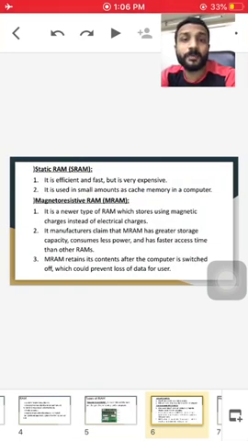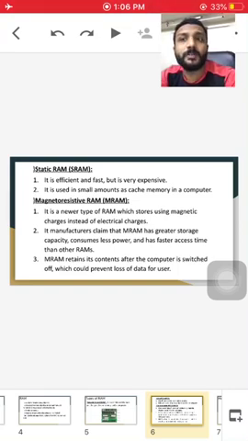The next one we have is static RAM, called SRAM. It is effective and faster, but very expensive compared to dynamic RAM. It is used as a small amount of cache memory in a computer. The cache memory we'll discuss in the next part.